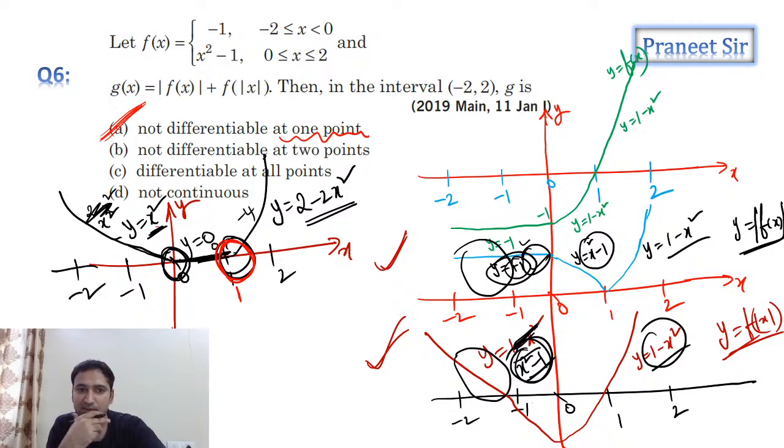How we got non-differentiable point at x equals to 1? At x equals to 1, slope is changing suddenly. But at x equals to 0, slope is not changing suddenly. Guys, clear now? At x equals to 0, slope is changing slowly. That means not changing suddenly. At x equals to 1, slope is changing suddenly. Okay? Right.